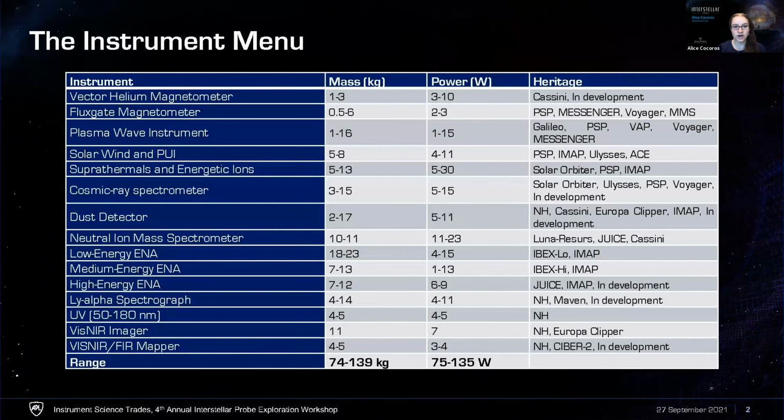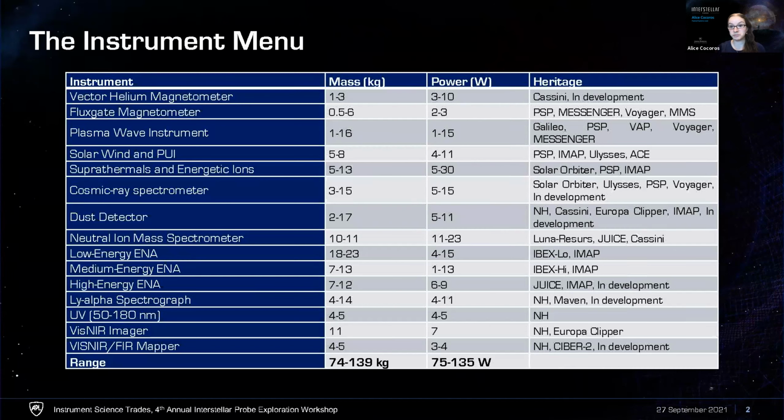I'd like to start off by taking a look at the instrument menu. This is something we've talked about in previous workshops, and this is one of the biggest outcomes of our study that we've performed, in that these are all the instruments we believe could contribute to science on an interstellar probe.